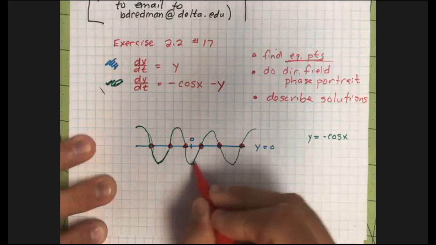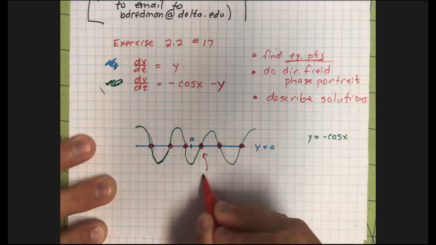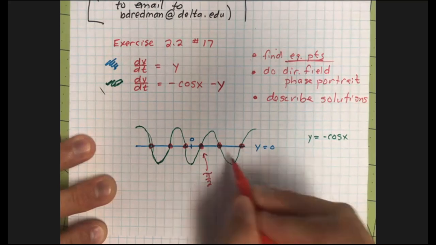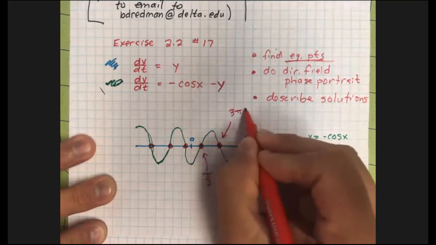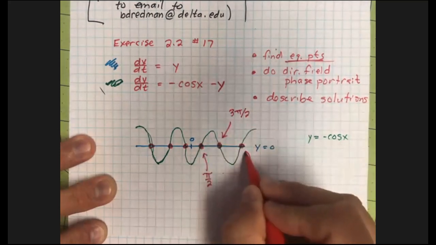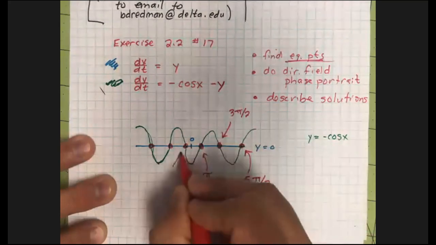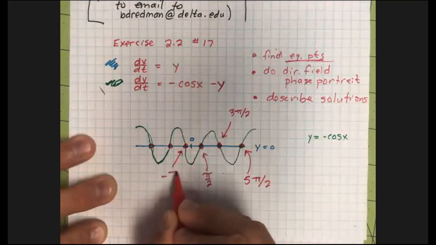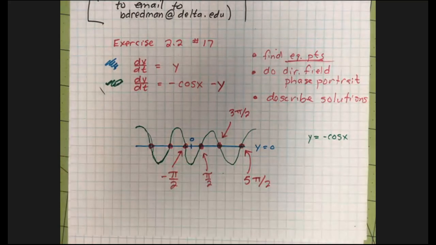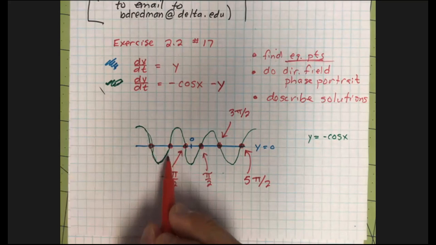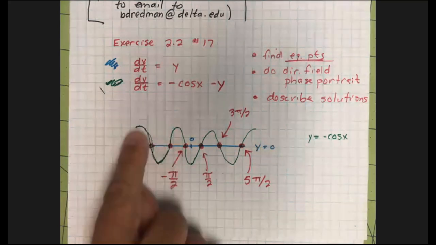This is zero, this is pi over two. And so on down the line. This is 3 pi over 2. This is 5 pi over 2. I'm not going to go too far negative. This is negative pi over 2. On this wavy line, there is no y motion. All the motion is either left or right.